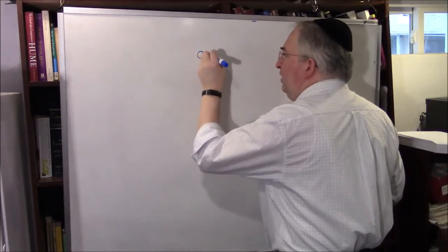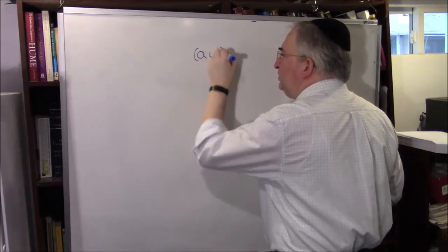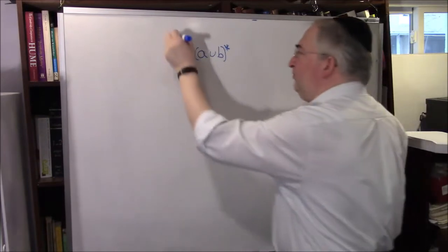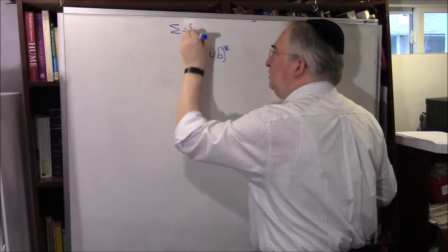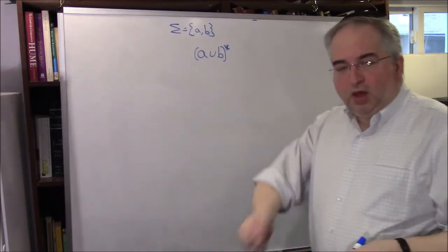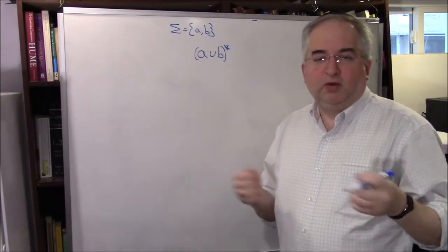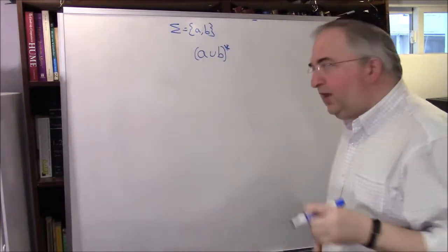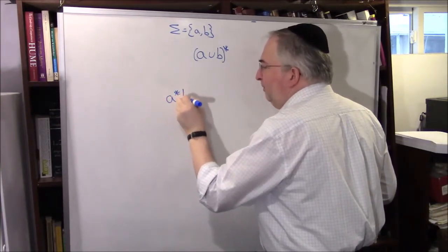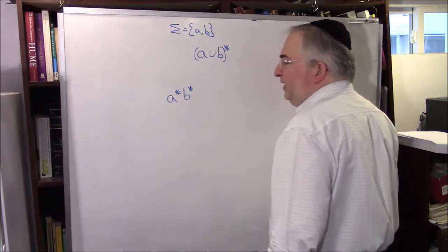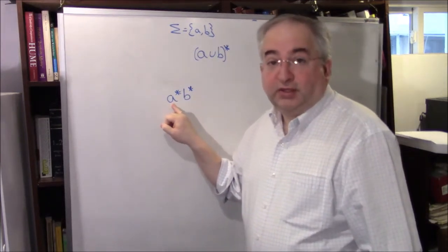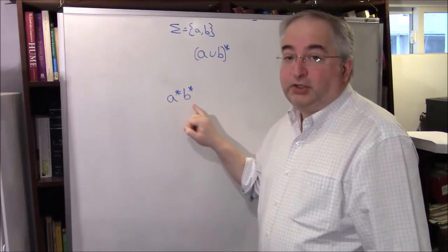Okay, A union B star is every word possible. Let's take the alphabet to be A comma B. Then A union B star means give me an A or a B, give me an A or a B, give me an A or a B, etc. As opposed to that, A star B star corresponds to words that are a bunch of A's followed by a bunch of B's.